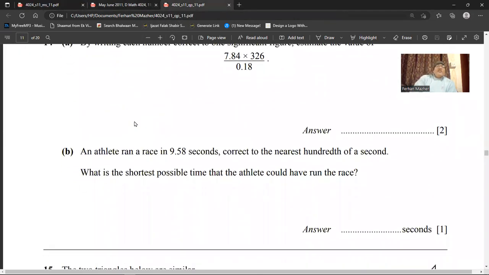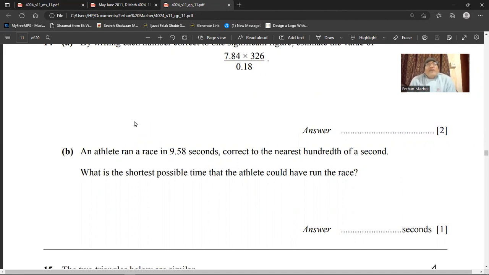So question number 14 is the B part. An athlete ran a race in 9.58 seconds, correct to the nearest hundredth of a second. What is the shortest possible time that the athlete could have run the race? Because it's correct to a hundredth of a second, that means 0.01 second.